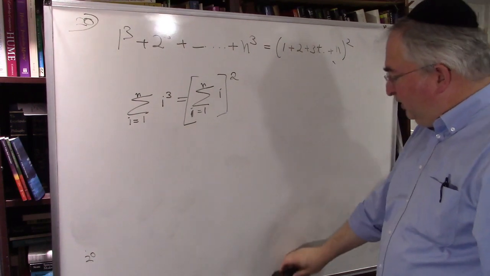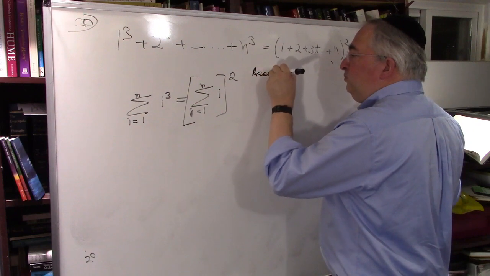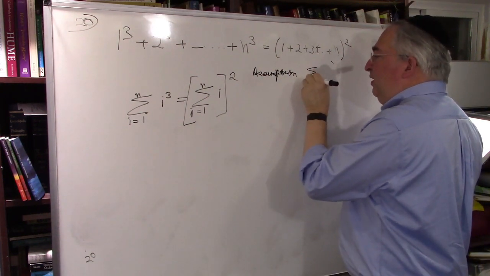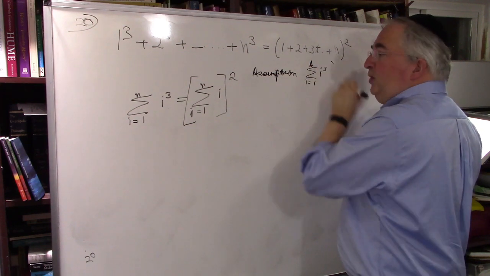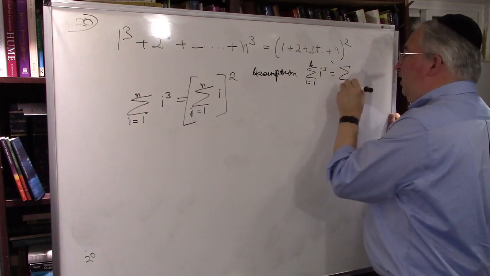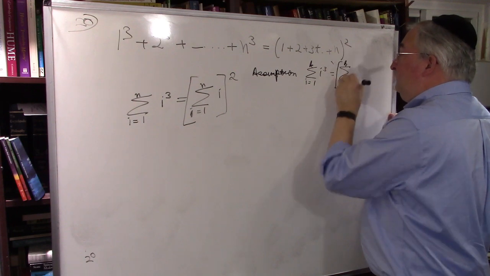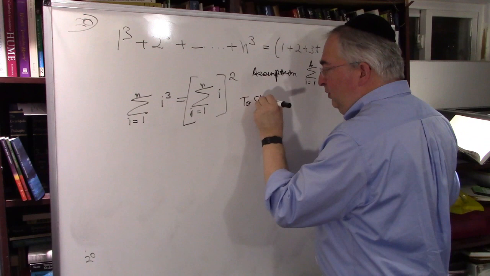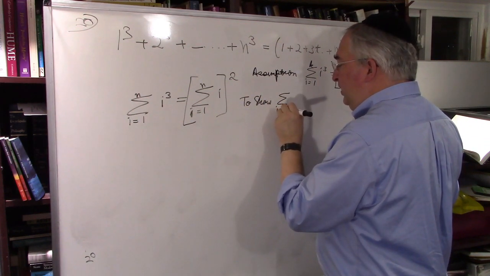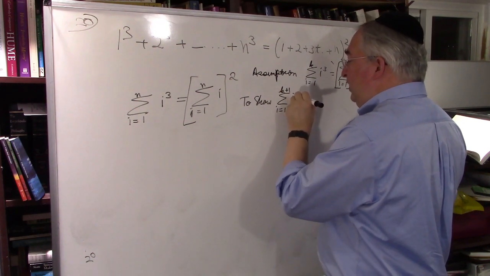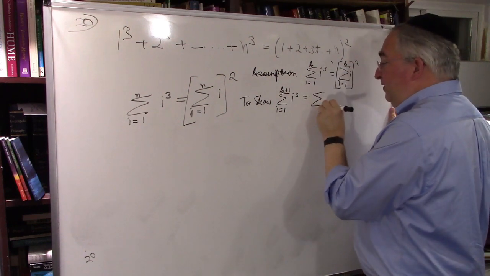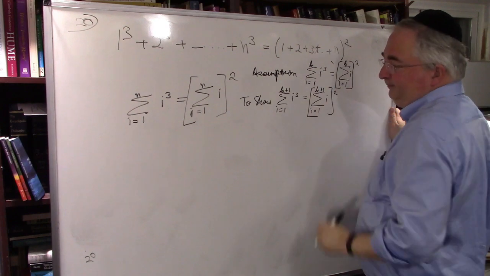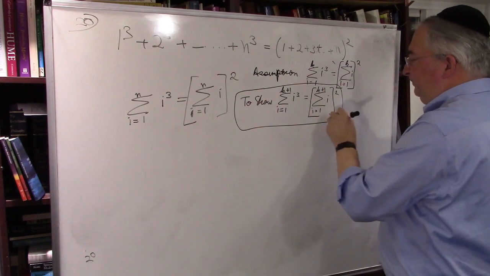Okay, great. Let's write the basic assumption. This is just to help you see it. The assumption is that the sum of i equals 1 to k of i to the third is equal to the sum of i equals 1 to k of i squared. That's the assumption. To show is the same statement for the sum from i equals 1 to k plus 1 of i to the third, equal to the sum from i equals 1 to k plus 1 of i squared. That's what we're trying to show.